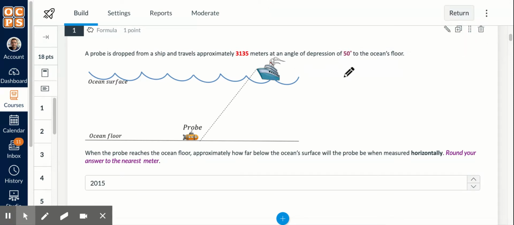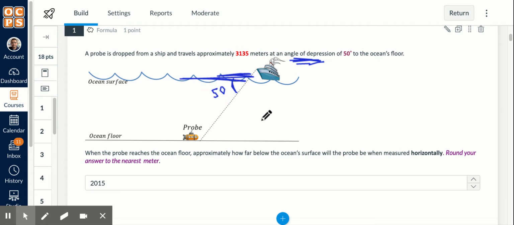Okay, so a probe is dropped from a ship and travels approximately 35 meters at an angle of depression of 50 degrees to the ocean's floor. So guys, angle of depression, as we know, is when you look down. The only thing that is looking down right now is this ship to the probe. So angle of depression is with the horizontal. So this should be the angle of depression.